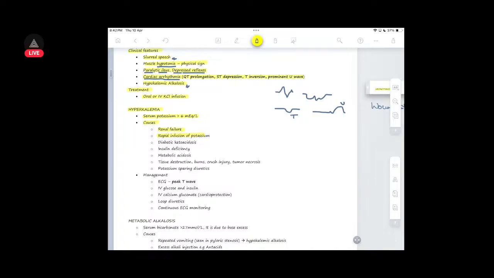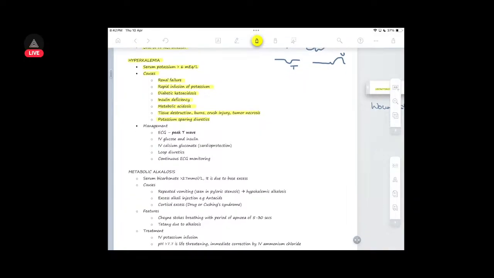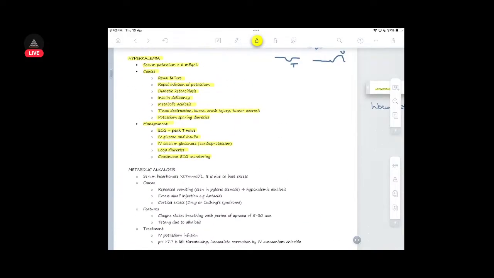Hyperkalemia is serum potassium more than 6 milliequivalents per liter, caused by renal failure, rapid infusion of potassium, diabetic ketoacidosis, insulin deficiency, metabolic acidosis, tissue destruction, crush injury, tumor necrosis, burns, and potassium sparing diuretics. Management is by ECG. You have a peaked T wave. IV glucose and insulin can be provided. IV calcium gluconate for cardioprotection can be provided. Loop diuretics and continuous ECG monitoring can also be done.